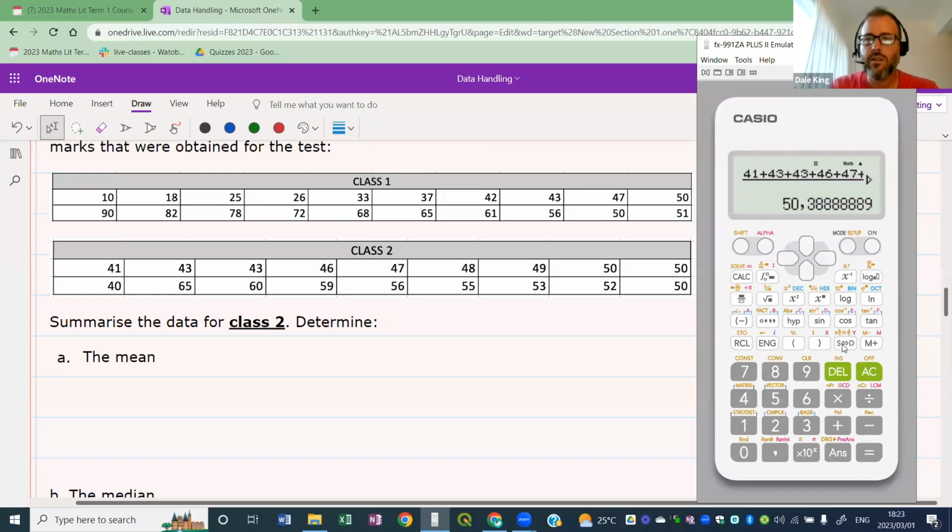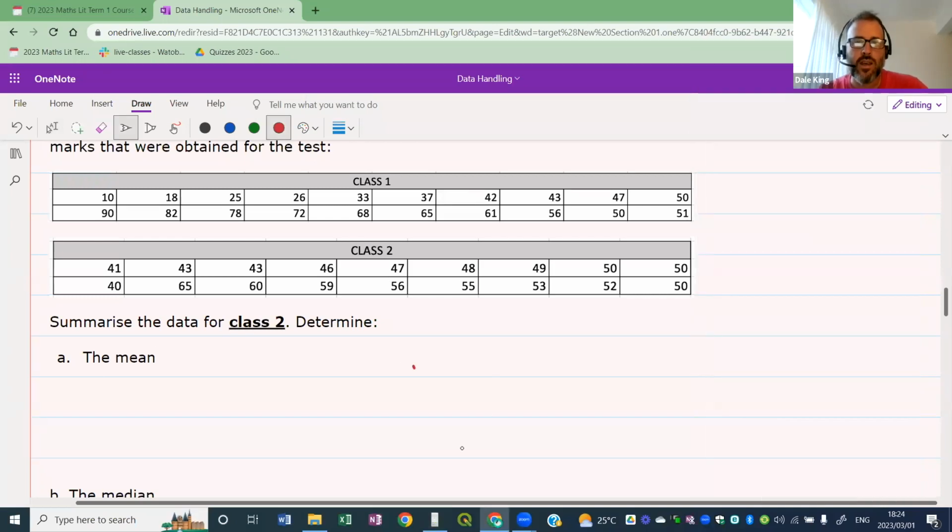Let's see. 50.38. Okay, so we've got 50.38 here, if I'm not mistaken. We're looking at the second decimal place, which is an 8, and the number next to it is also an 8, which is above 5. So that second decimal 8 needs to change. It needs to become a 9. So 50.39. Okay, round it off.